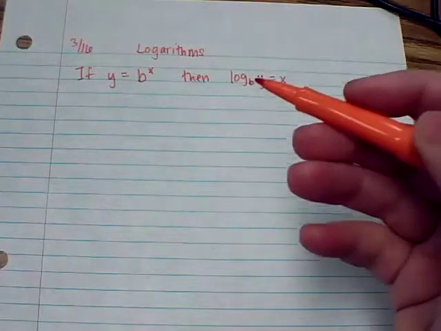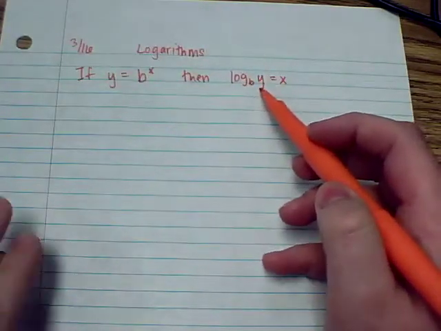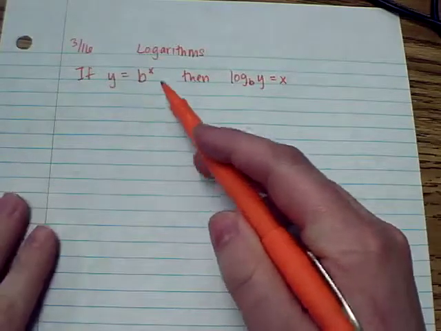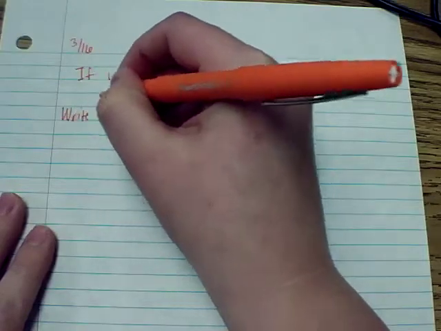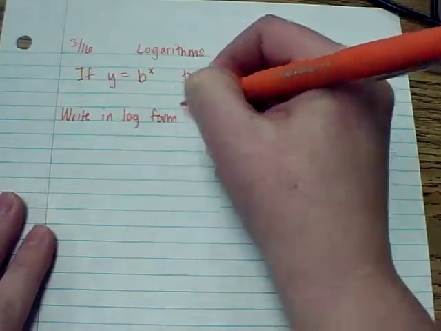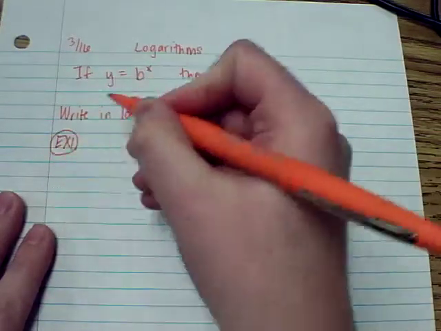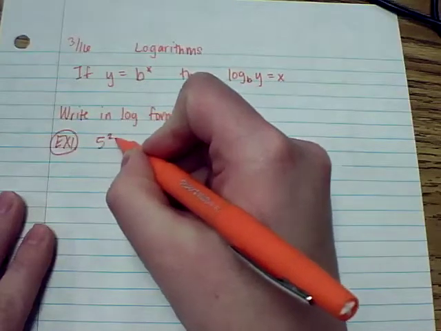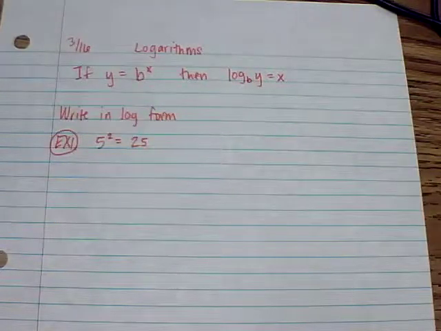So you should be able to, after today, go from an exponential function to a logarithmic and then back to exponential. So to start off, we're going to first write it into log form. So I'm going to give you an exponential function and I want you to convert it to a logarithm. So 5 squared equals 25. I could rewrite that in log form.